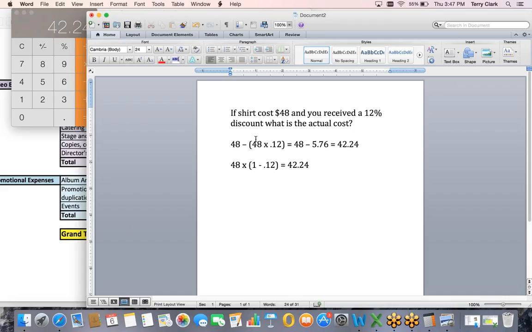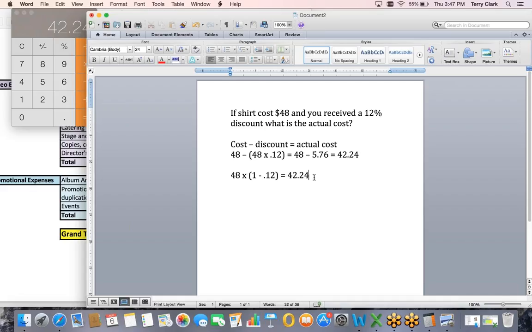A good place to start with it is you can start with cost minus discount equals actual cost. So you've got the sales price, subtract the discount, and that gives you the actual cost.